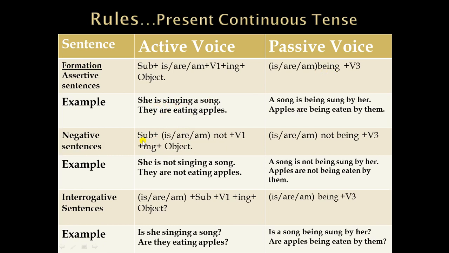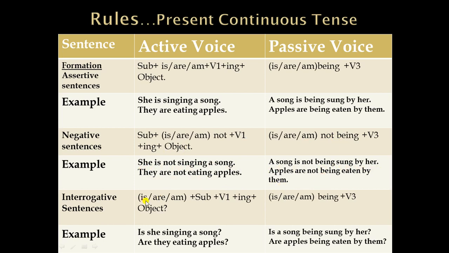in passive voice. In negative sentences, you know that after is or am, not is added. We add not here also in passive voice, after is or am and before being. Look at this example. She is not singing a song. It becomes: A song is not being sung by her. They are not eating apples becomes: Apples are not being eaten by them.